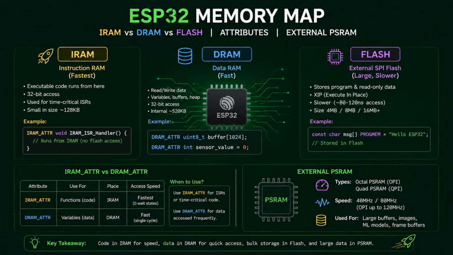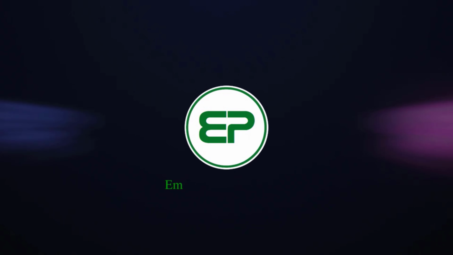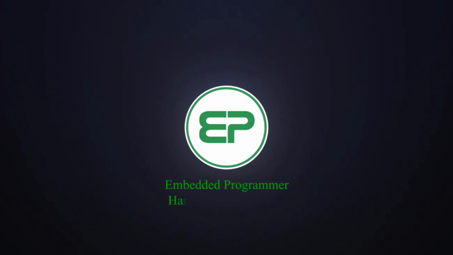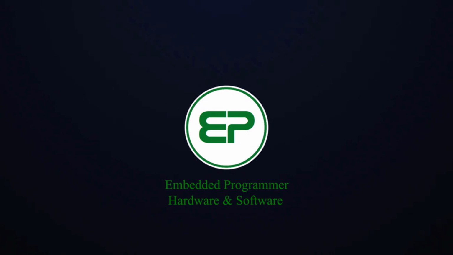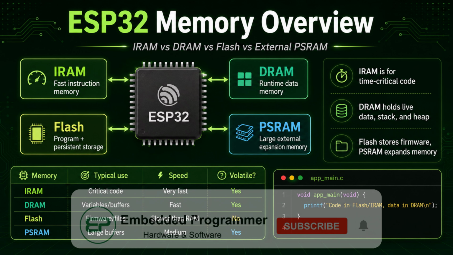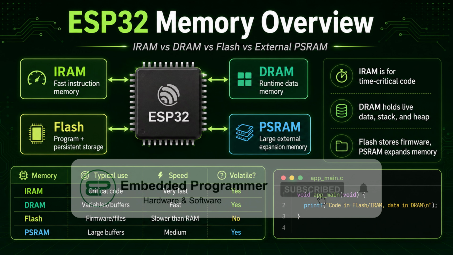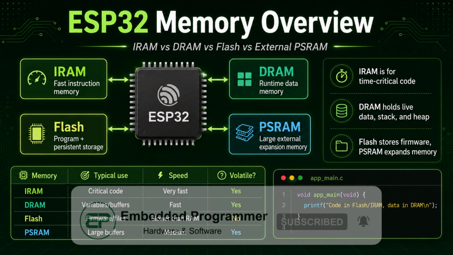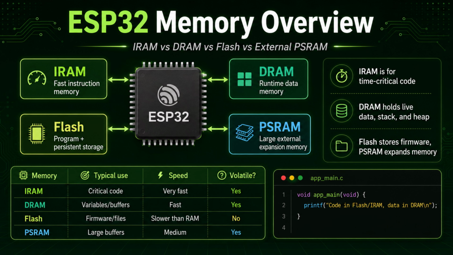In this video, I'm going to explain how memory works inside the ESP32, including IRAM, DRAM, flash memory, the IRAM_ATTR and DRAM_ATTR attributes, and external PSRAM. When developing on ESP32, we usually work with several different memory regions, and each one has a different purpose.